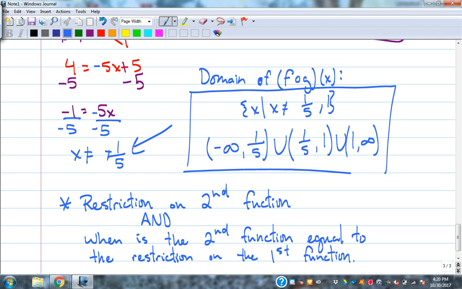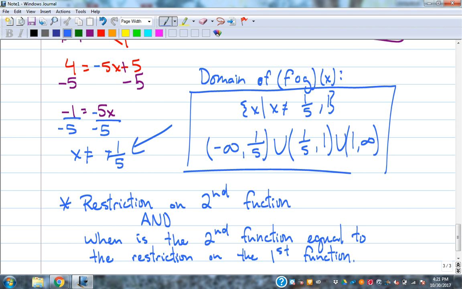listed in. Okay. If there's no restriction on the first function, then you don't have to worry about doing that. It would only be the restriction on the second function. If there's no restriction on the second function, but there is a restriction on the first function, you still have to do that equation work that we did. But you won't have as much stuff in your interval notation and your domain to worry about.